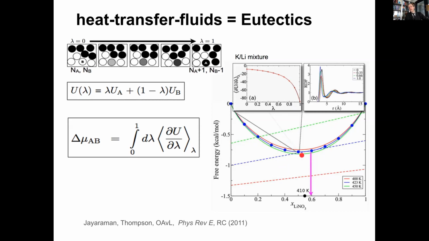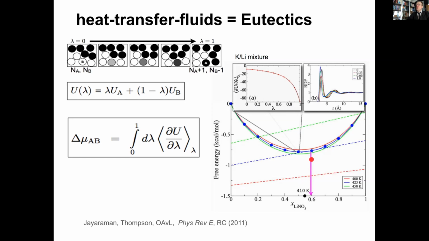So you see this blue line, but then there's also a red line and a green line. And their difference is that they correspond to different sampling temperatures. Here you see the temperatures for each color, right? So we go from 400 Kelvin to 423 Kelvin to 450 Kelvin as you go from blue to red to green.